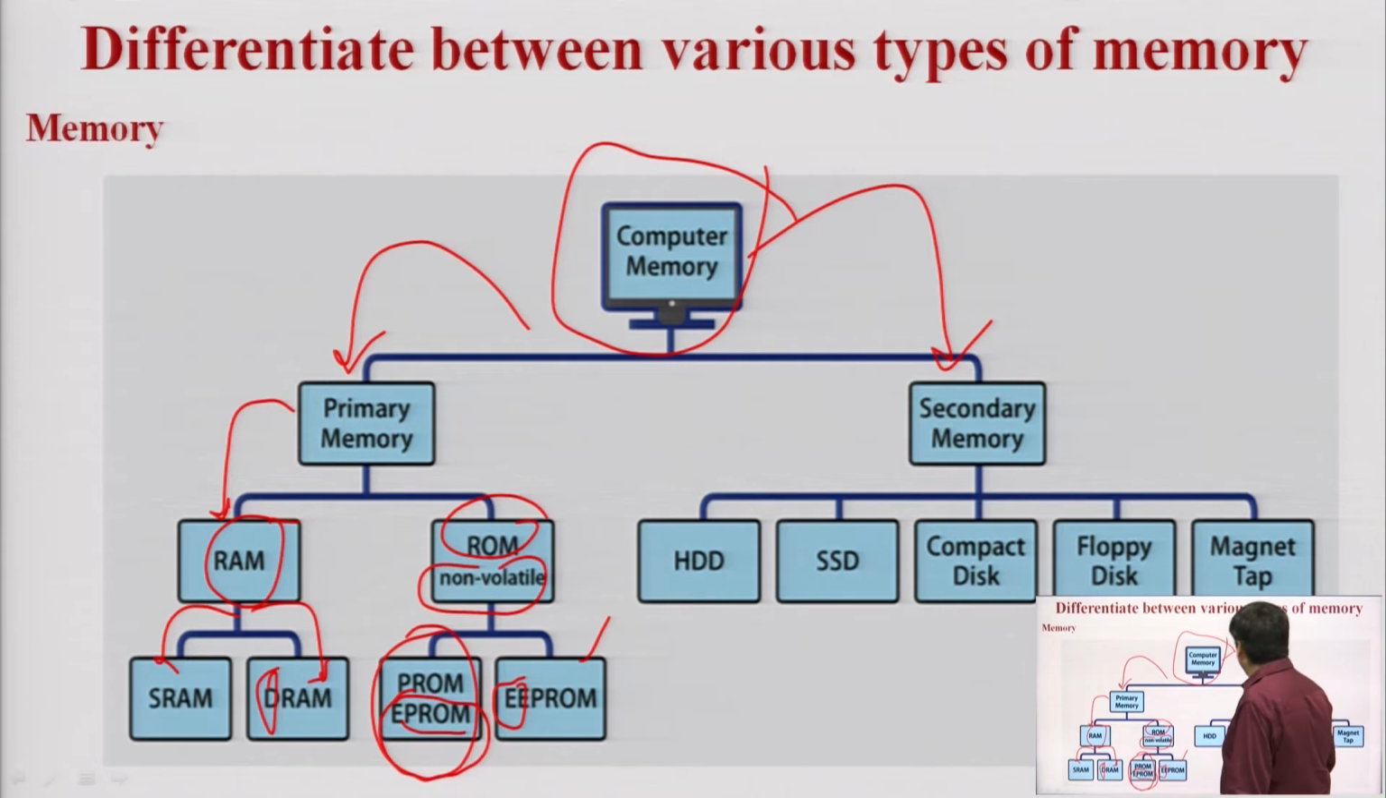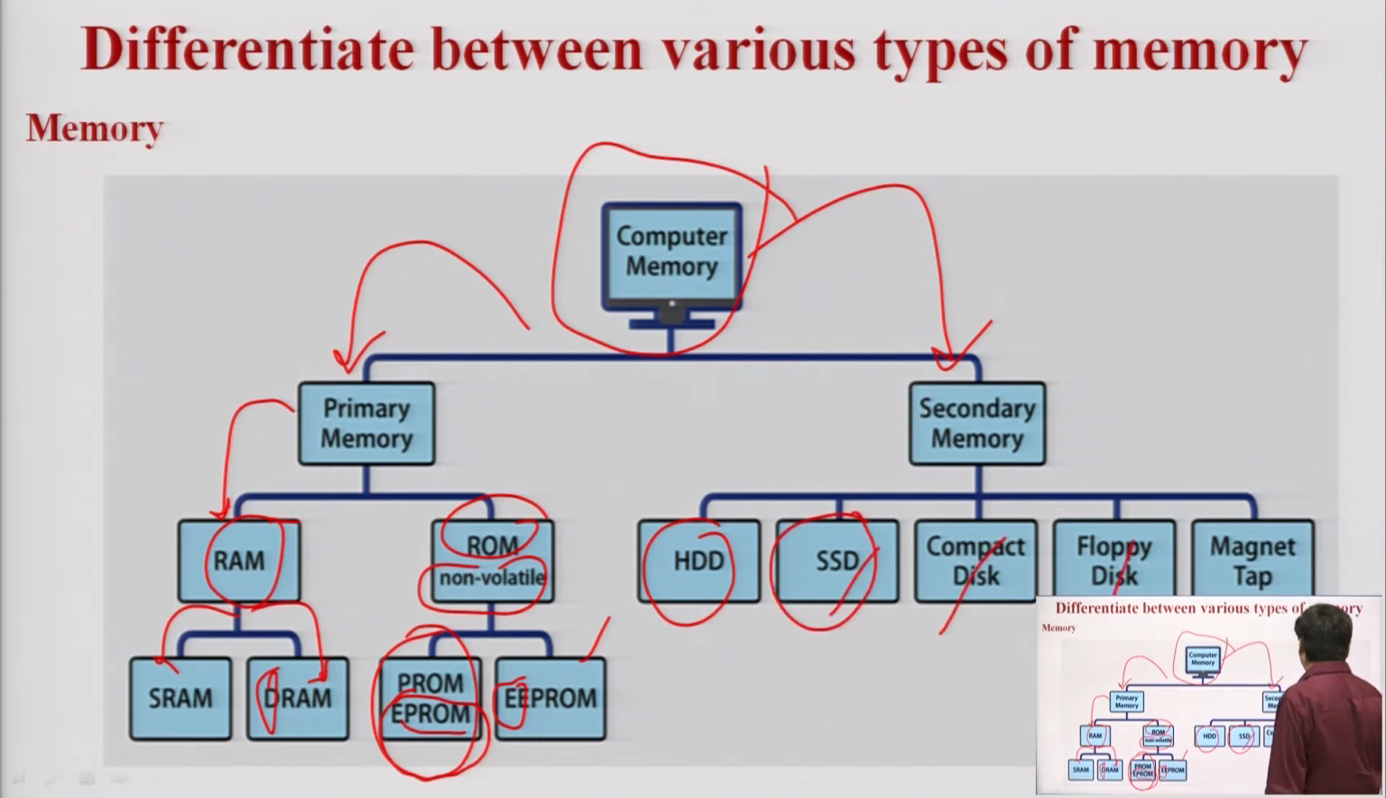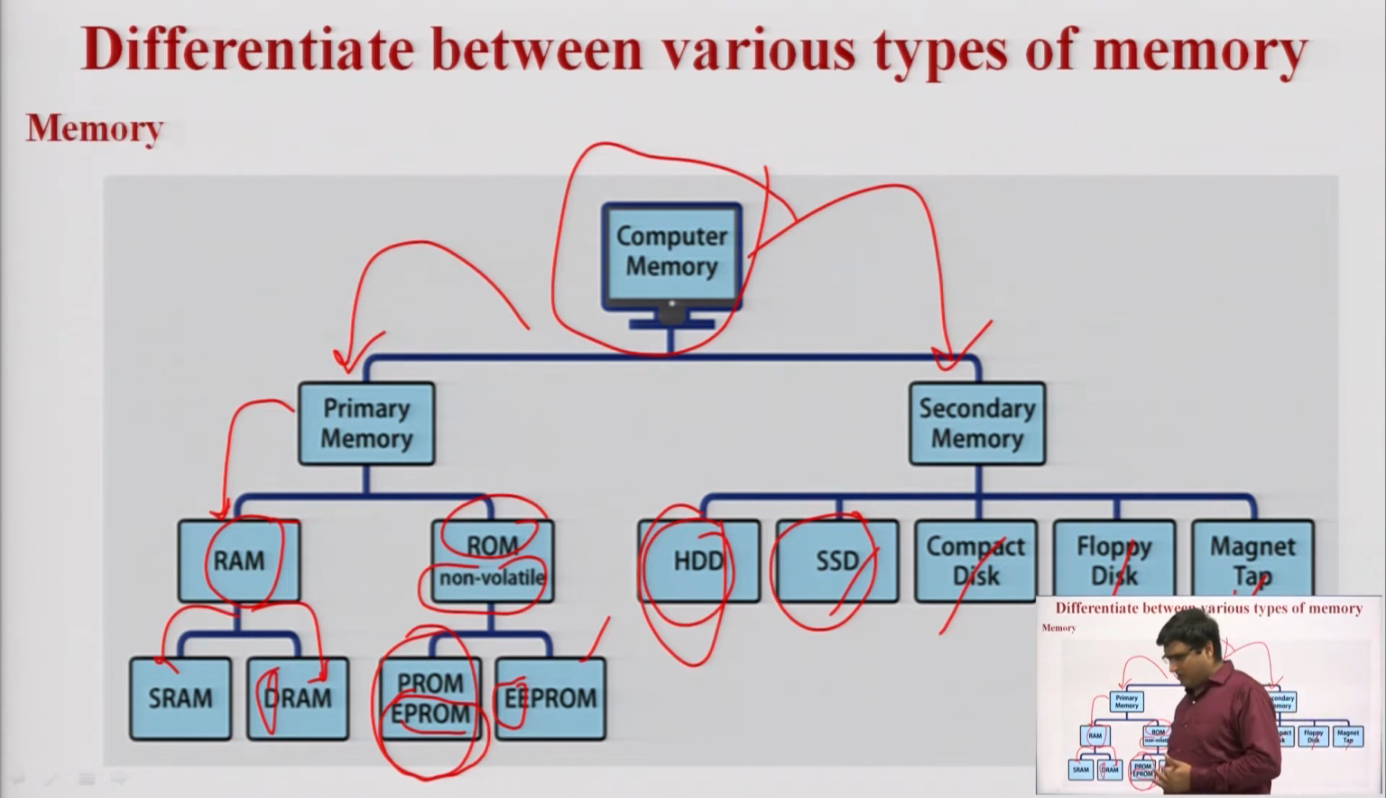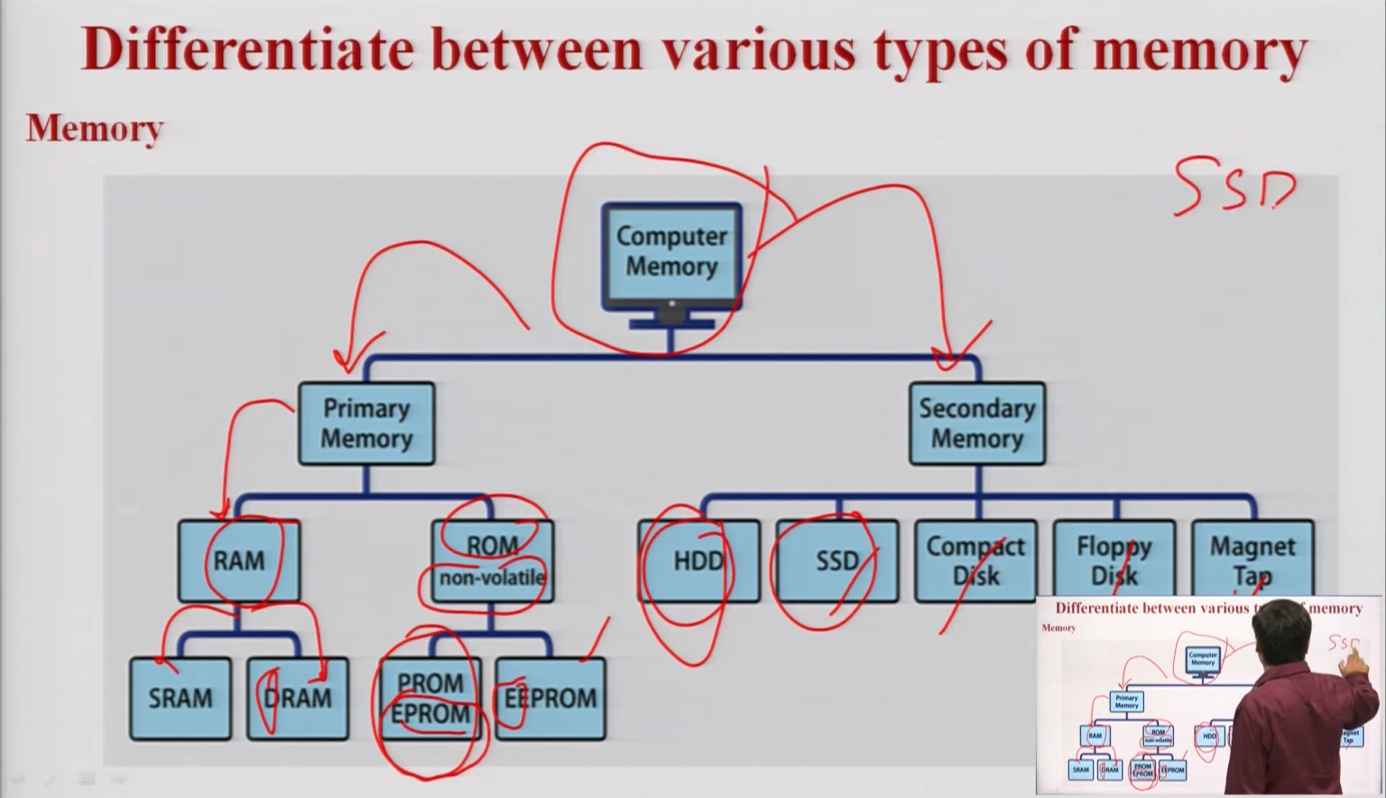After that, secondary memory is divided into hard disk drive (HDD), solid state drive (SSD), compact disk, floppy disk, and magnetic tape. We use HDD memory in our systems, but in modern times we are utilizing SSD memory. SSD memory has less space, but its execution speed is fast as compared to HDD.